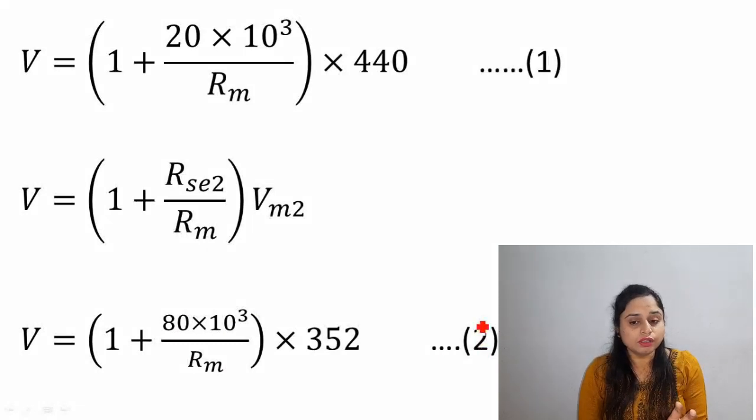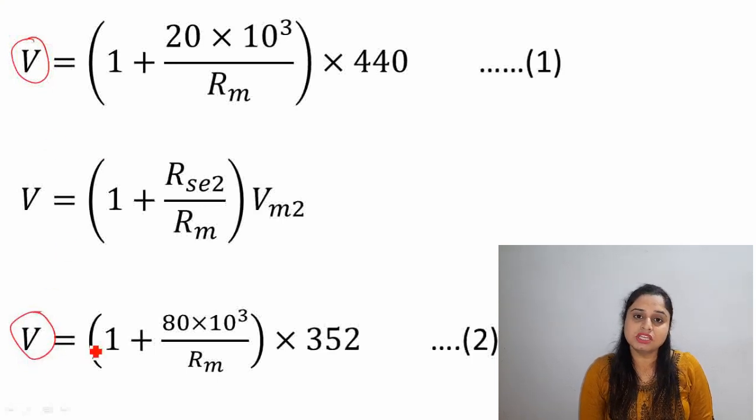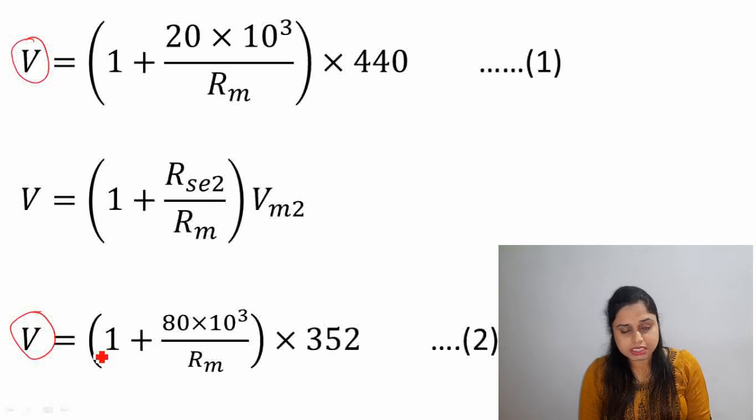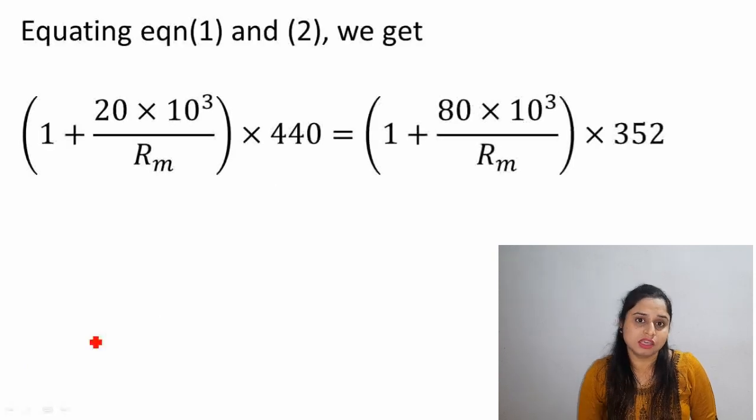I had already told you the voltage across the load will remain the same. So here this V is nothing but the voltage across the load, and in this equation also this V is nothing but the voltage across the load. In both cases the voltage across the load will be the same. Therefore, we can directly equate equation number 1 and equation number 2. So equating equations 1 and 2, we will get this equation.